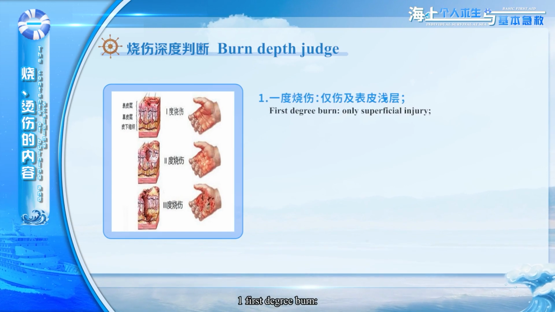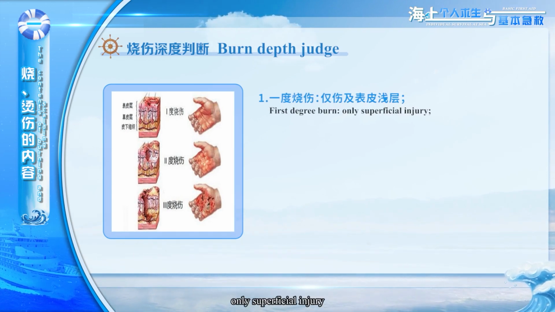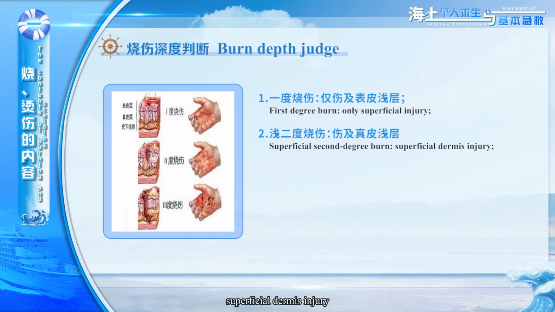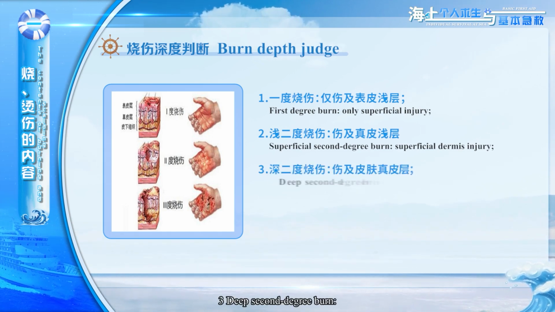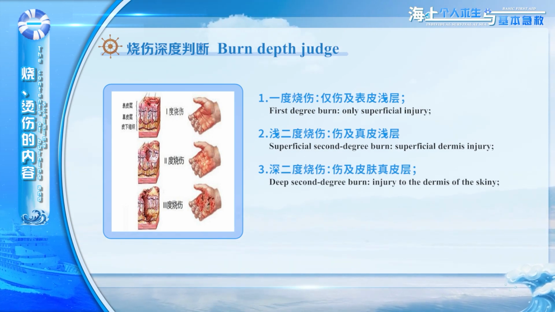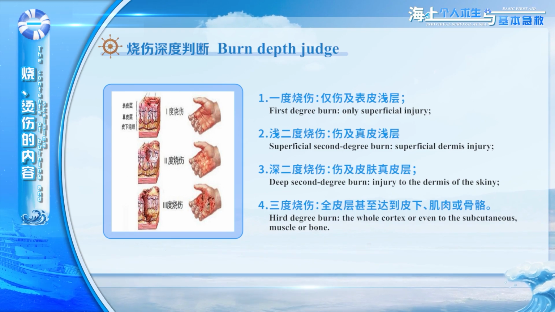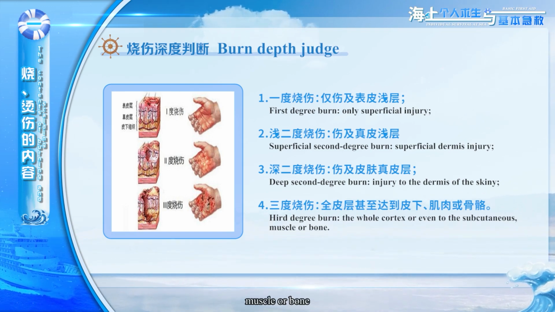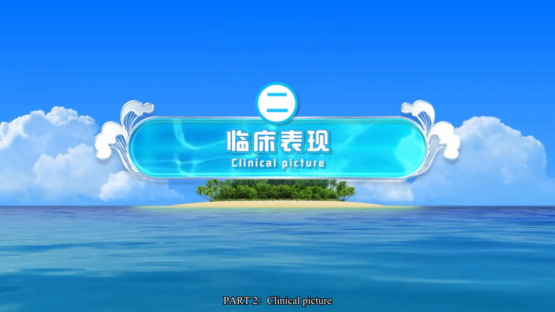Burn depth judgment. 1. First degree burn, only superficial injury. 2. Superficial second degree burn, superficial dermis injury. 3. Deep second degree burn, injury to the deep dermis of the skin. 4. Third degree burn, the whole skin layer or even down to the subcutaneous tissue, muscle, or bone. Part 2. Clinical picture.